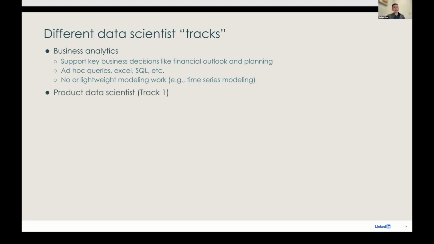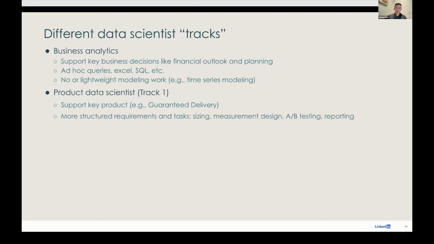A more classic data scientist role is what we call product data science at LinkedIn. These are the data scientists who work very closely with business partners, but to support not the global business as a whole, but a more specific product. For example, if I want to build a new product called guaranteed delivery, I might need to generate a lot of insights to help me build the system and make decisions. And that is where I need a product data scientist.